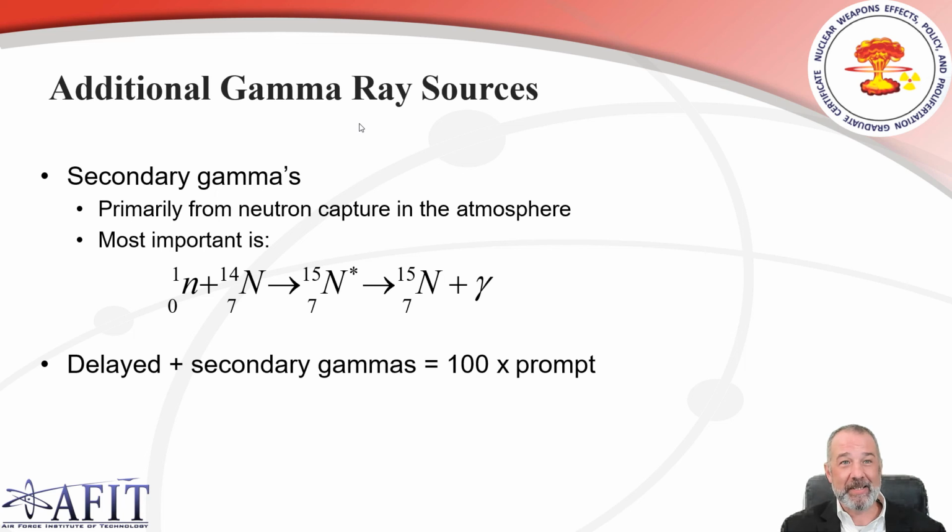What's interesting about these secondary gammas is they can be way more prevalent than the prompt gammas coming from our fission. Because remember, not many of those ever make it out. However, the neutrons do make it out. They interact with the atmosphere, and they can create a large amount of gamma radiation that you would not expect if you were just looking at the weapon itself.